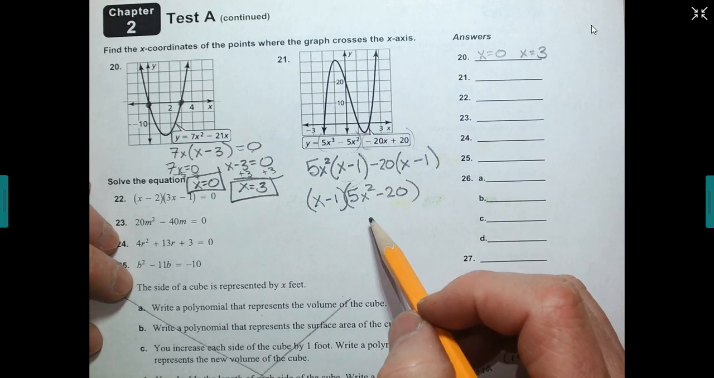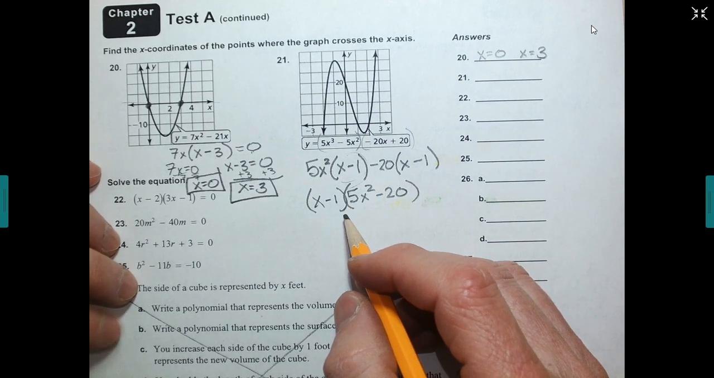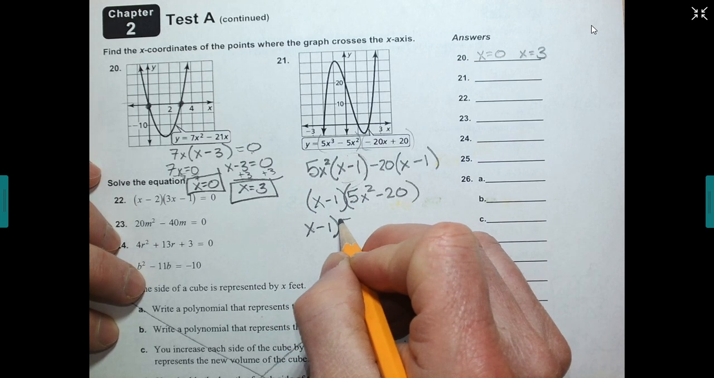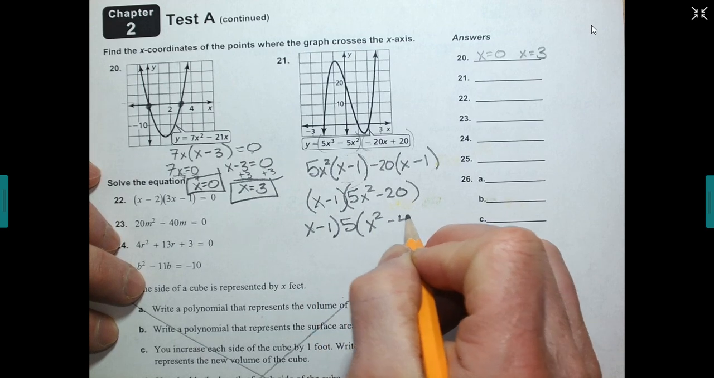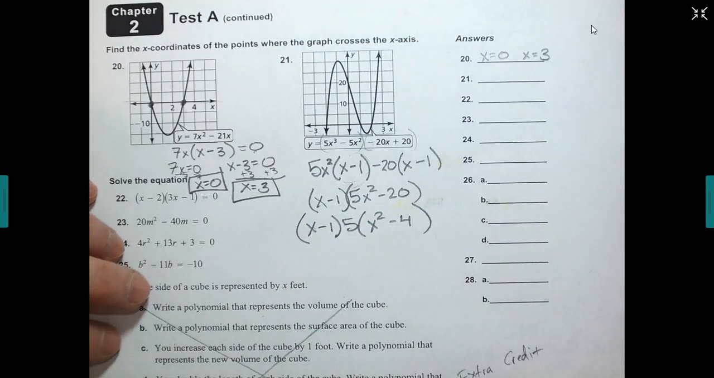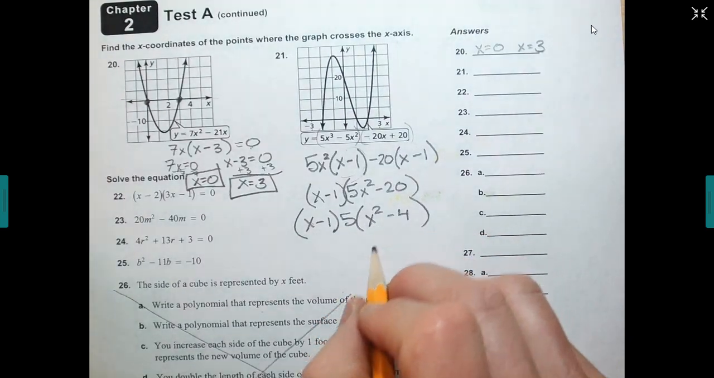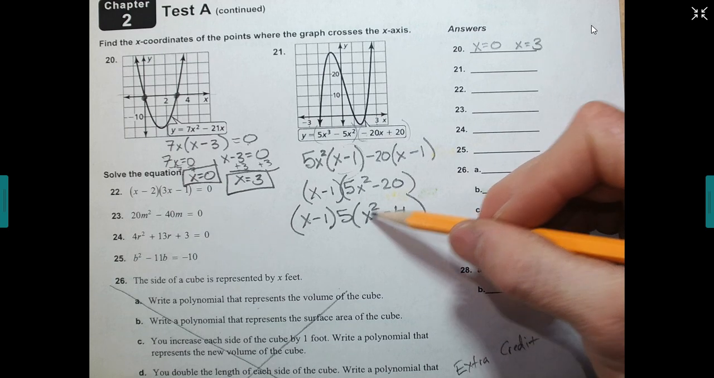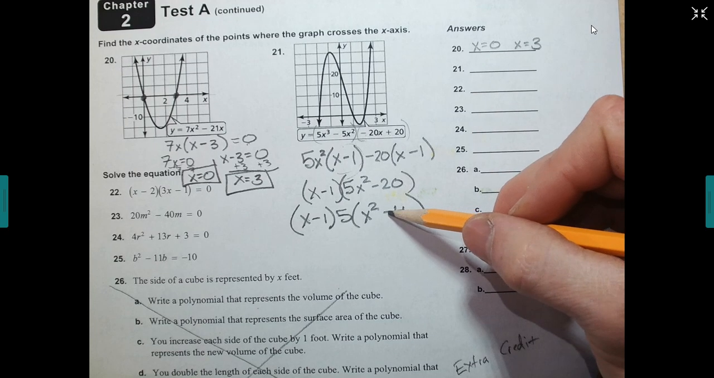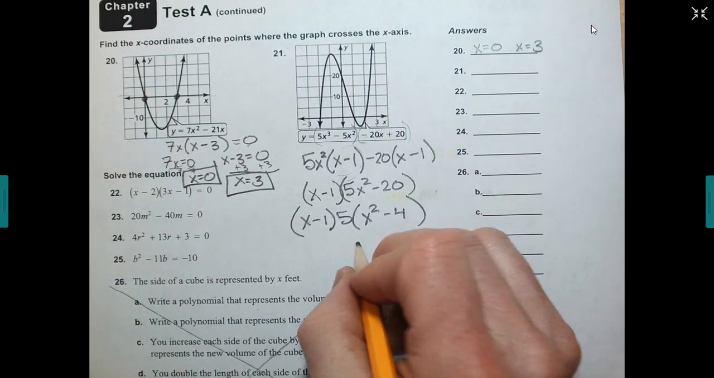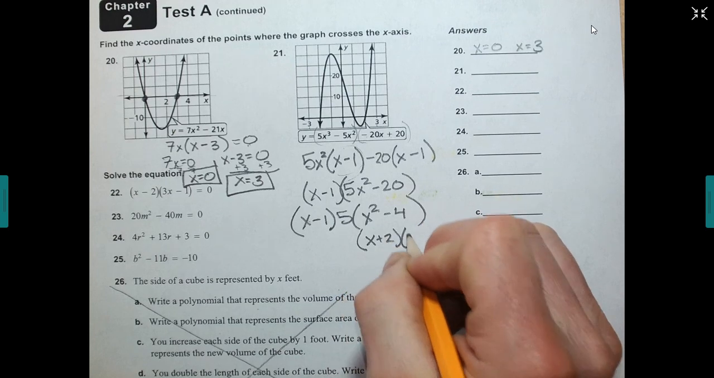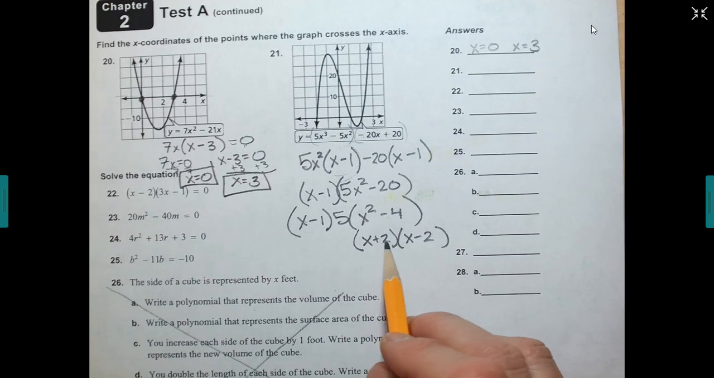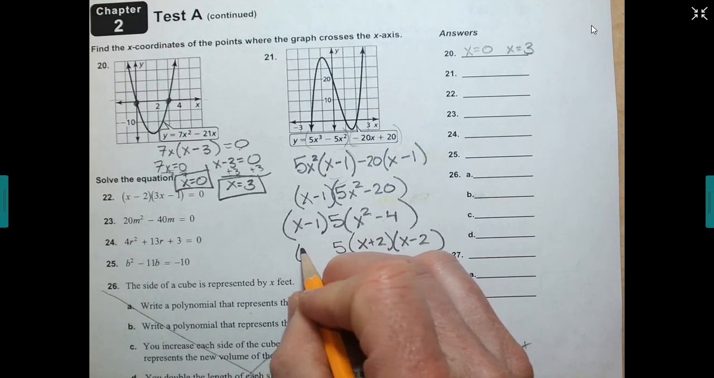Now, what I could do is I could factor out of this. So I have x minus 1. I could factor 5 out of this. So I'm left with x squared minus 4. And now I look, okay, once again, we run into this perfect square and a perfect square, and they're subtracted. Perfect square subtracted perfect square is x plus 2, x minus 2. It's the square root plus the square root, and the square root minus the square root. And then don't forget you have the 5, and then you have the x minus 1.